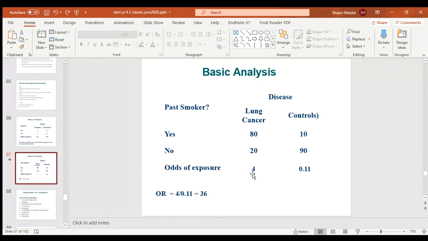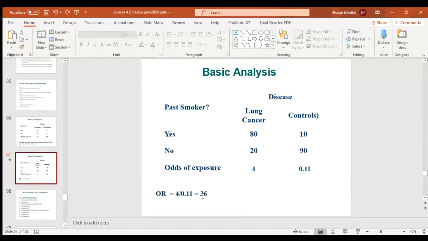So here we have this odds, the odds that the lung cancer people smoked. And here we have this odds, the odds that the control people smoked. If we take this odds and divide it by this odds, then we get the odds ratio. In this case, we get the odds ratio of 36. So what does this mean? To say it in words, it means that the odds that a lung cancer patient smoked is 36 times the odds a control person smoked. 4 is 36 times 0.11.